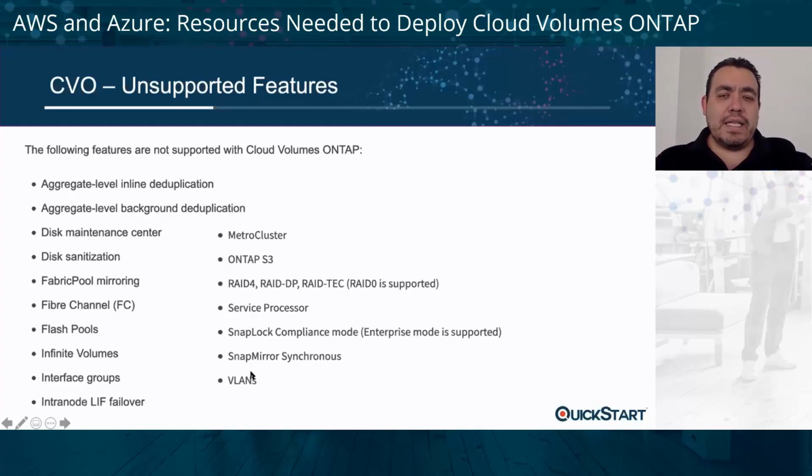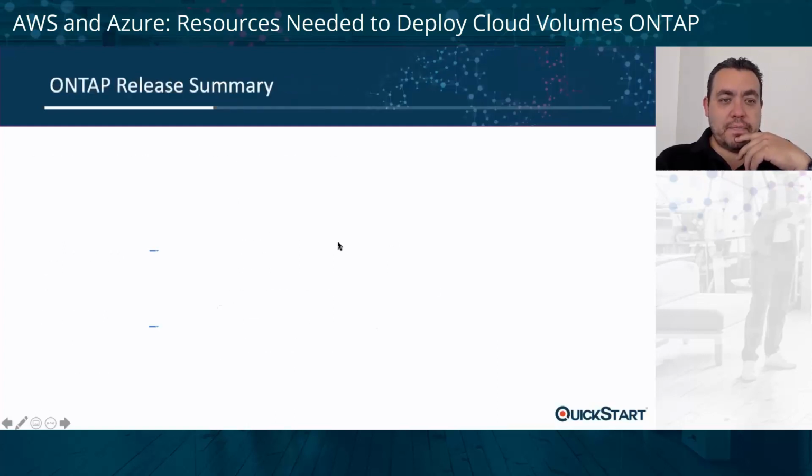Now, most of them, guys, are not needed, right? Let's say S3, you have the AWS S3 buckets. We don't need to go with, let's say, disk sanitization, right? Or infinite volumes. It supports FlexGroups, but not infinite volumes. In fact, infinite volumes are an old technology, and they were replaced by FlexGroups. So those are some features that CVO does not support.